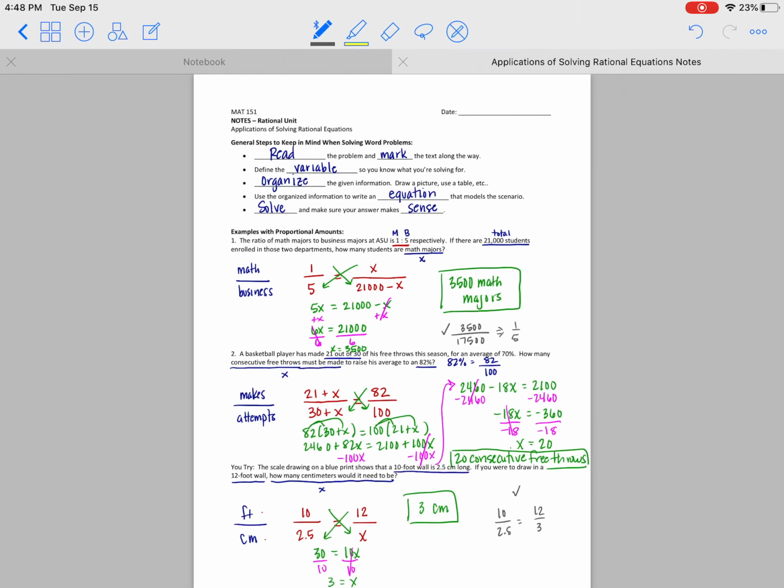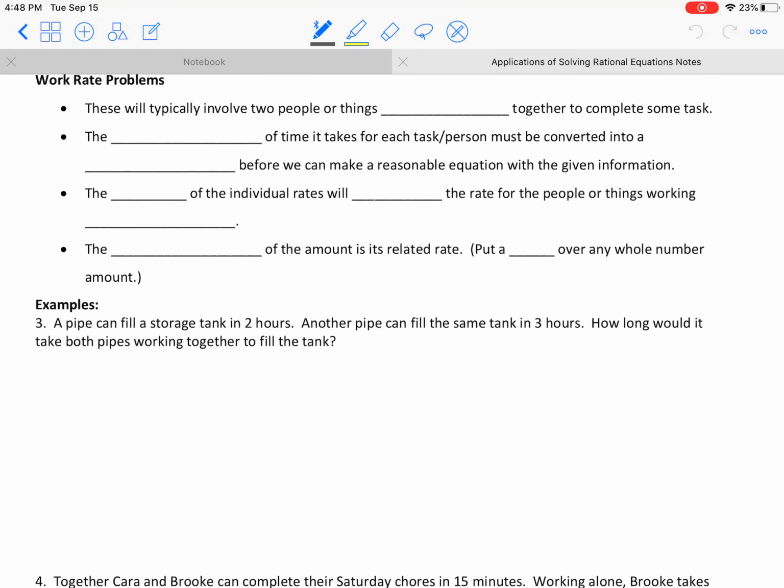Those are our proportions. The next type we're going to look at are called work rate problems. And in these work rate problems, typically we will be looking at two people or two things, two like pieces of machinery or whatever, working together to complete a task. And the amount of time that it takes for each person or thing or machine to complete the task has to be converted into a rate before we can make a reasonable equation with the information that we're going to be given.